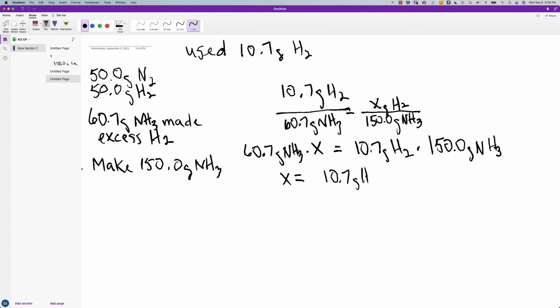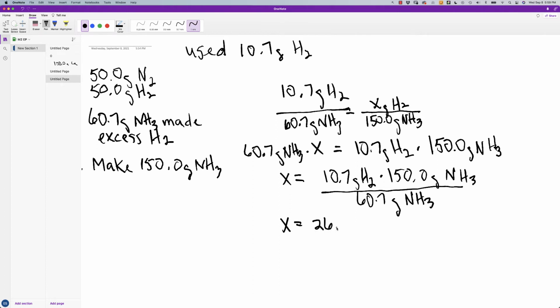Isolating this X on this side using basic math, that gives us 10.7 grams of hydrogen times 150.0 grams of NH3, all of that divided by 60.7 grams of ammonia. Do your math here, that gives us 26.4 grams of hydrogen that was used.